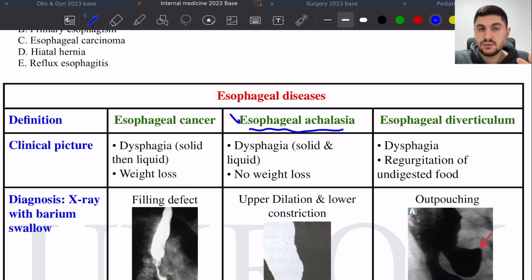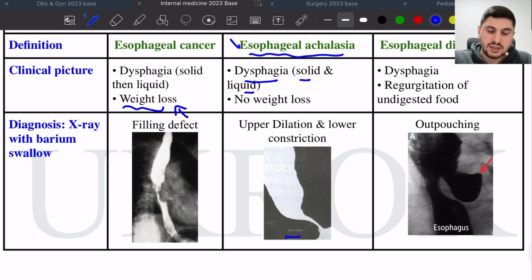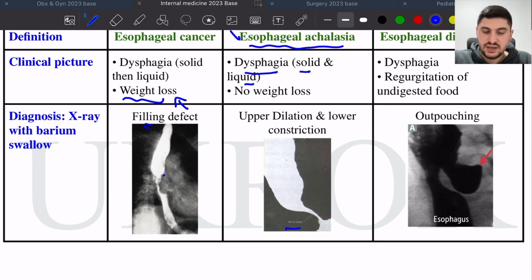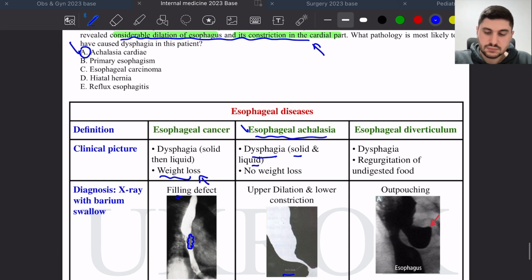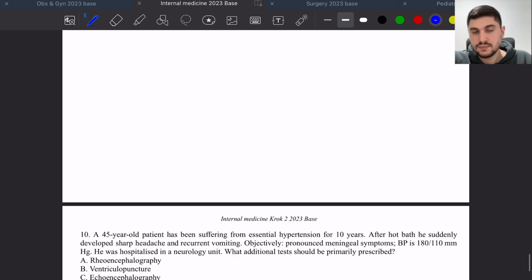Of course, this can produce problems with digestion, with swallowing. There will be dysphagia, difficulty swallowing solid and liquid food. It may look like esophageal cancer, but in esophageal cancer questions, we will have weight loss. And on X-ray, they tell you there is filling defect, meaning that the area of the cancer will not be filled by contrast on X-ray. So because of this, this is achalasia cardia. Esophageal diverticulum, they will tell you in the question, we have an outpouching on X-ray like this.